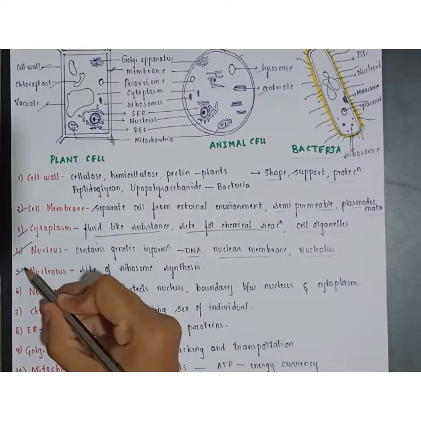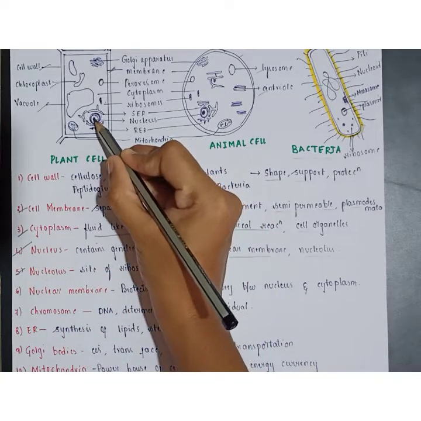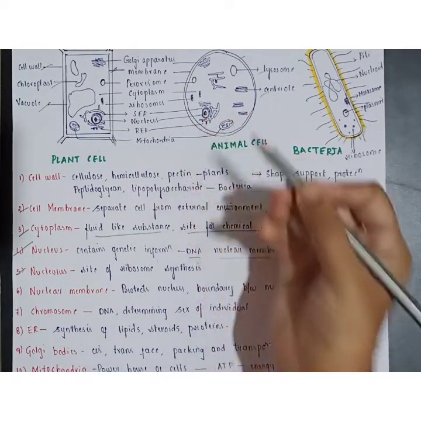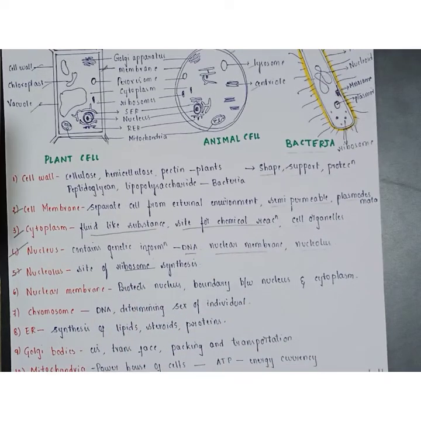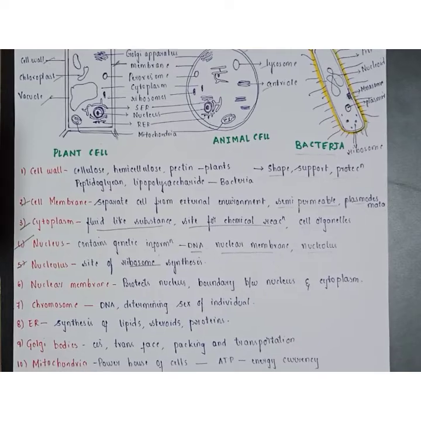And the next one is a nucleolus. Inside the nucleus we can see the central one, which is a nucleolus. It is the site of ribosome synthesis. So ribosomal synthesis takes place inside the nucleolus.